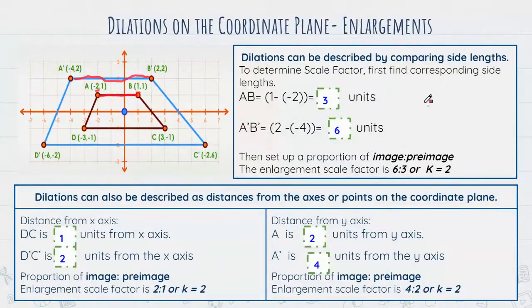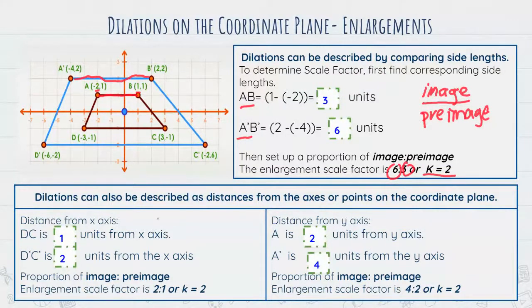So we always set up the proportion, and I've been showing you this as a fraction also. We have the image over the pre-image. Our image is prime, and our pre-image is just regular. So 6 over 3, k equals 2. This is enlarged by a factor of 2. So you can multiply every point, every side length, every distance from the axis by 2, and you will get your resultant figure.